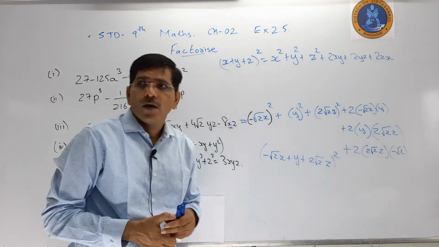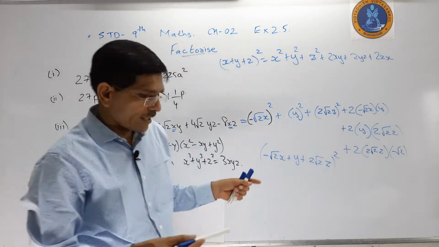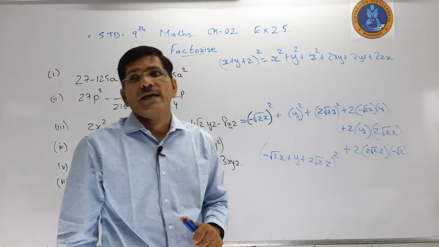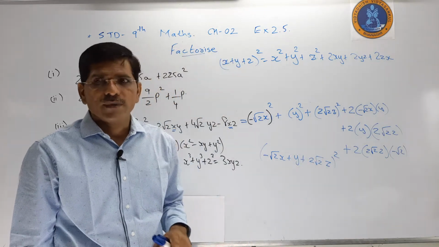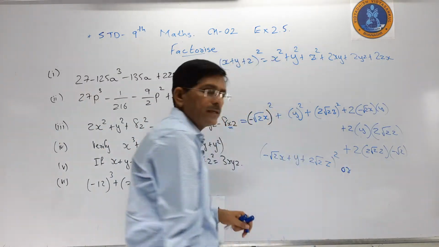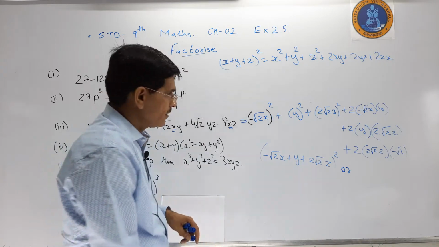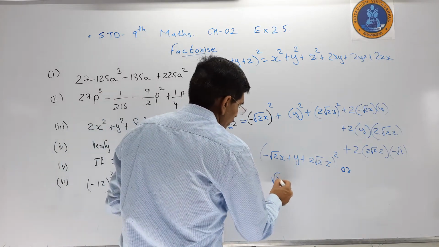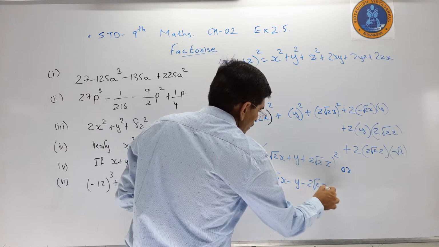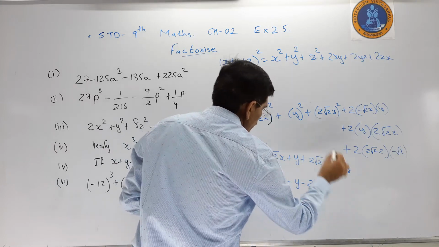I have to write it whole to square. But in mathematics we cannot write whole to square when the first term is negative. So when the first term is negative, we have to write it differently and give the answer, that is root 2x minus y minus 2 root 2 z whole to square.